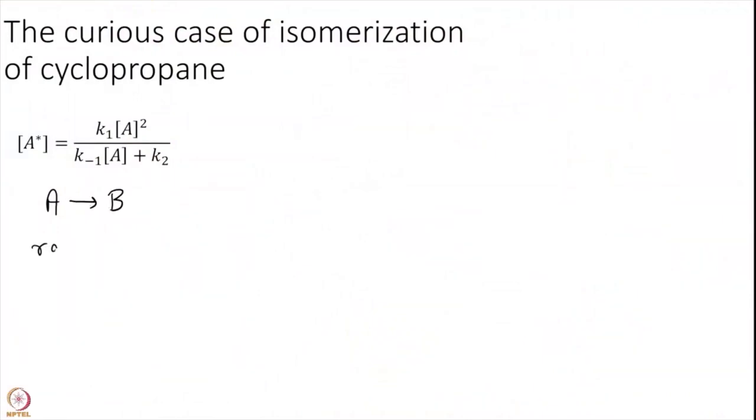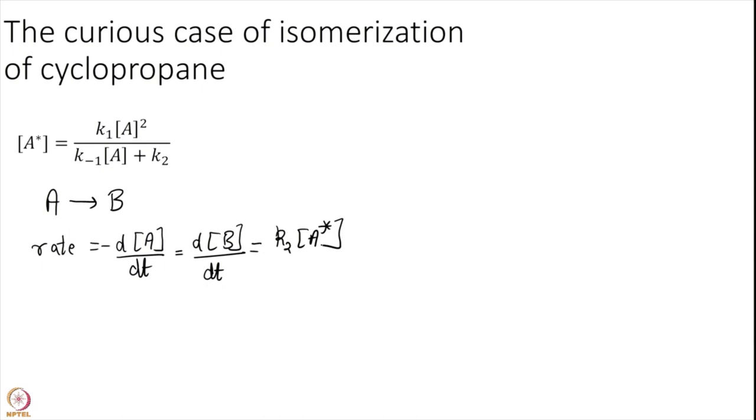So, we get concentration of A star, but what we are after, remember, is the rate. Now, our overall reaction is A going to B. So, the rate is minus dA over dt equal to dB over dt, but dB over dt we showed is equal to k2 into A star. Remember we solved for all three, A, B and A star, and dB over dt, you can look back, comes out to be k2 into A star. Well, I know now A star, so I will feed that here and I get this. Okay. So, I have now an equation for the rate.